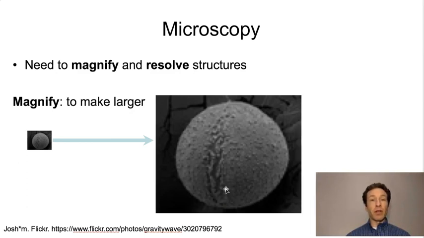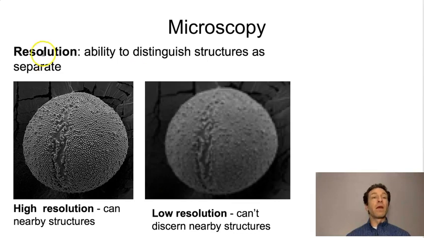The other thing that we need to accomplish is increasing the resolution. So resolution is the ability to distinguish nearby structures as being separate. In a low resolution image, such as this one to the right, we cannot individually distinguish nearby bumps on the surface of the pollen grain. They blend together and it sort of looks like a smooth surface. In contrast, for that same image shown at the left, this is a higher resolution image because nearby bumps on the surface are individually distinguishable. And so we can see some details here in the high resolution image we could not see in the low resolution image.